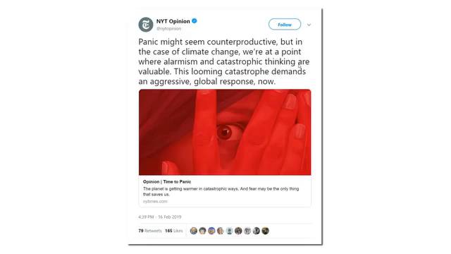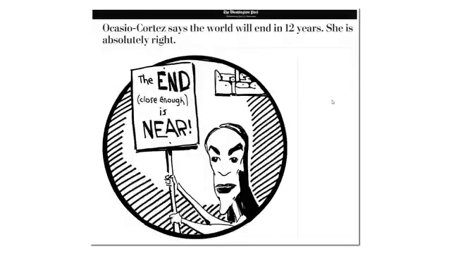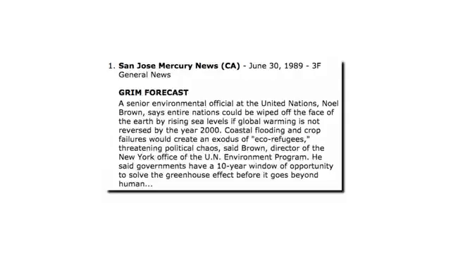The New York Times wants people to panic because they know that panicked people are very easy to manipulate. And the Washington Post also wants people to panic, saying that the world's going to end in a little over 11 years. Same story is from the UN 30 years ago. June 30th, 1989. Grim forecast. A senior environmental official at the United Nations, Noel Brown, says entire nations could be wiped off the face of the earth by rising sea levels if global warming is not reversed by the year 2000.